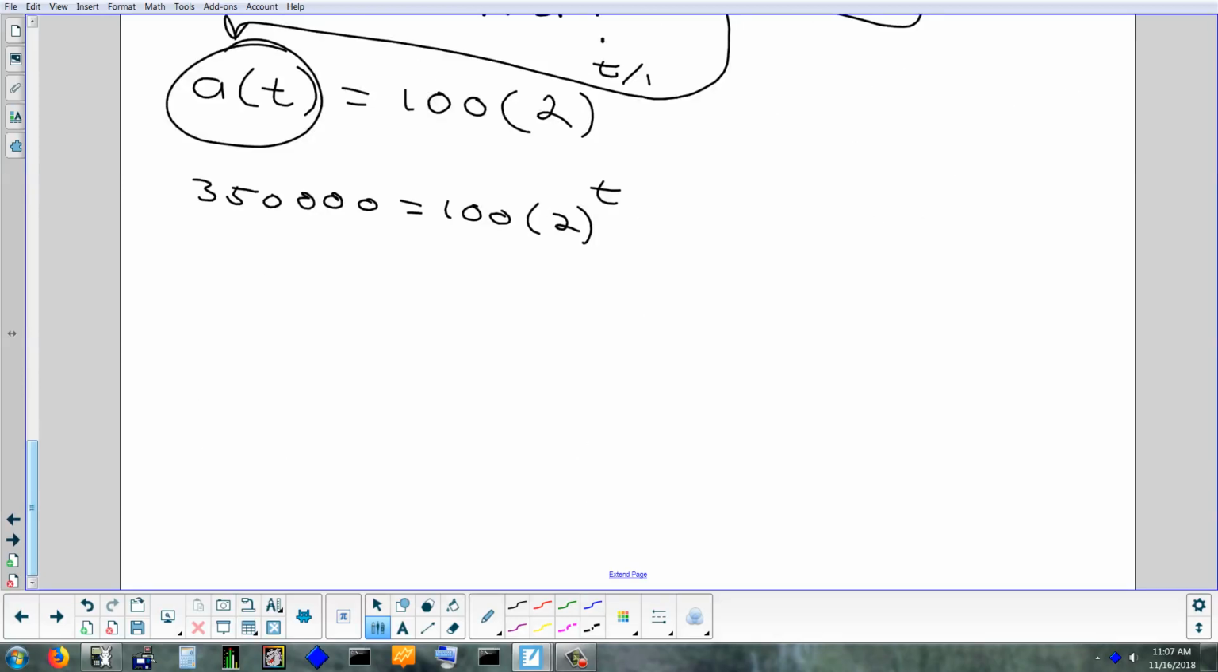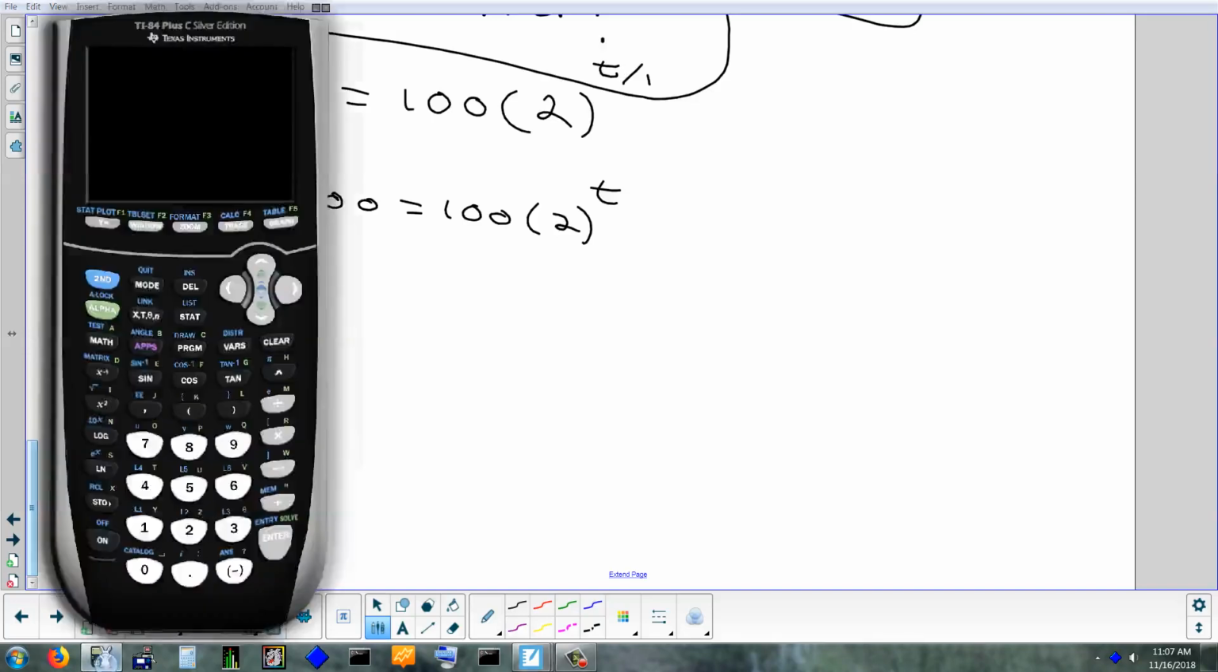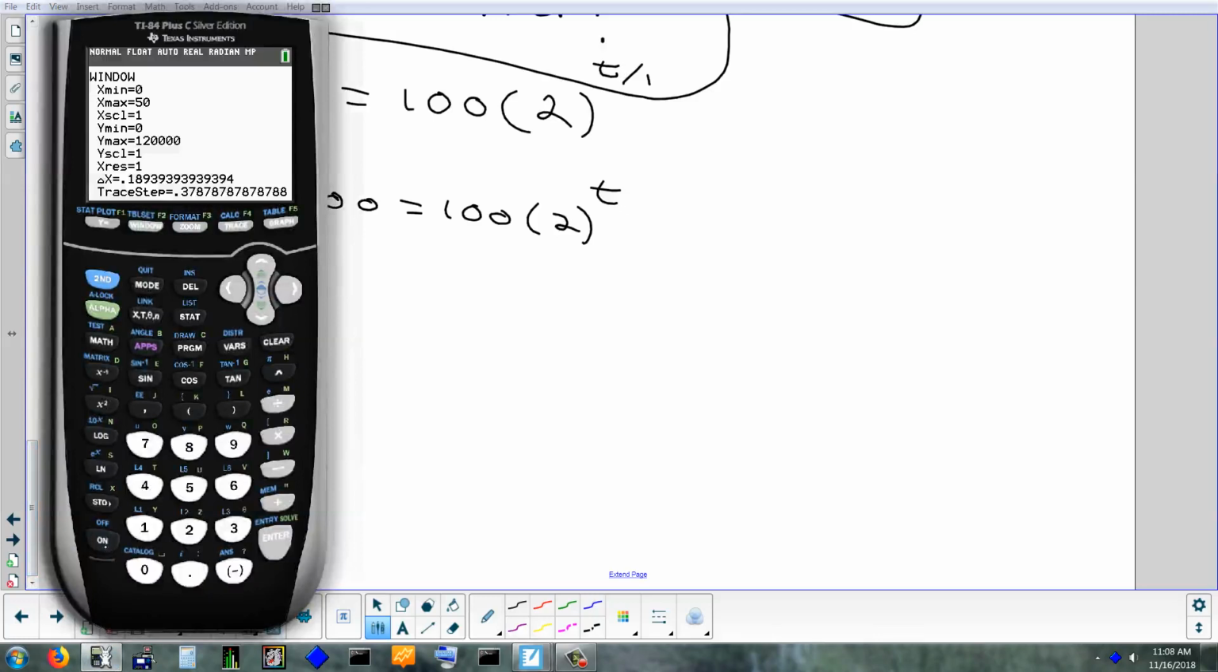Let's think quickly about time. Does it make sense for time to be negative? Amount of bacteria to be negative? No. So I should set my window minimums at 0. Don't worry about negatives. Y max. We've got to go up to 350,000. So I'll go 400,000. That should be fine.